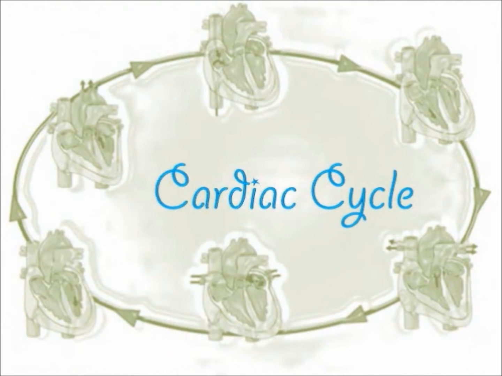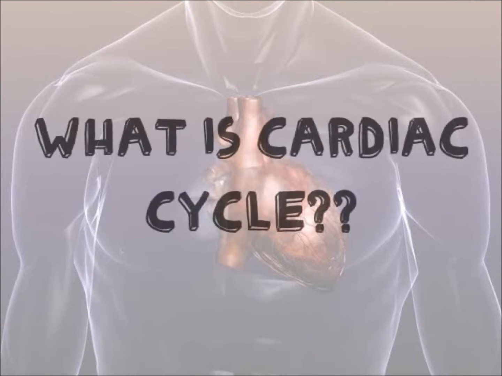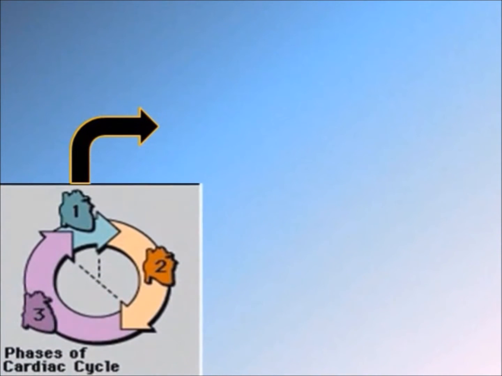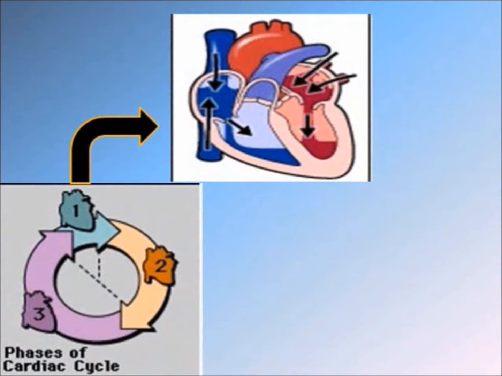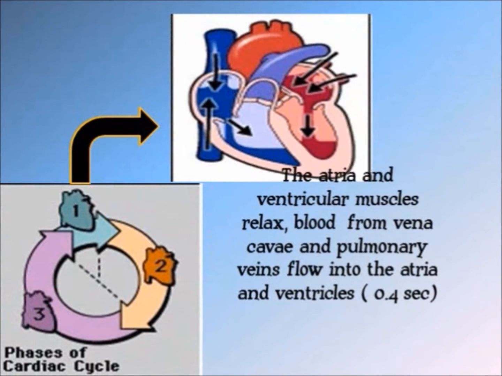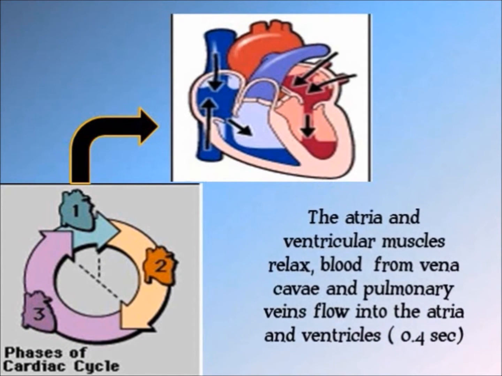Cardiac cycle. There are 3 phases in the cardiac cycle. Let us see the first phase. The atrial and ventricular muscles relax. Blood from the vena cava and pulmonary veins flows into the atria and ventricles in 0.4 seconds.